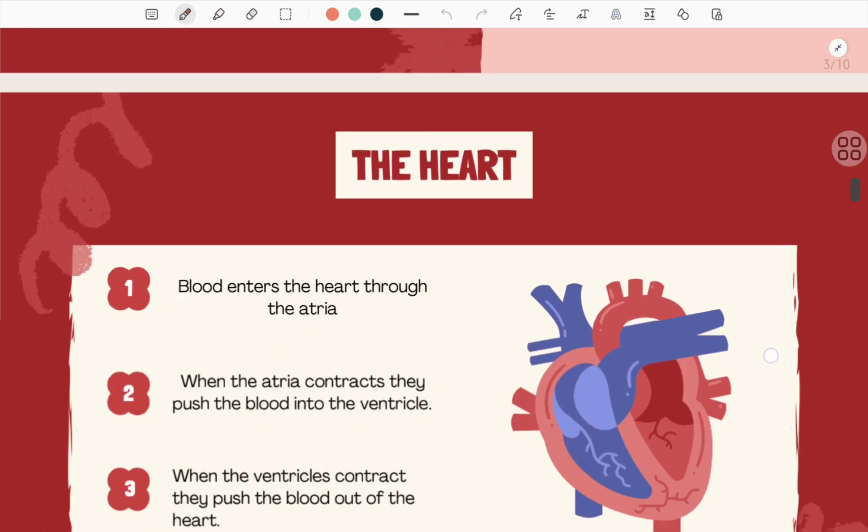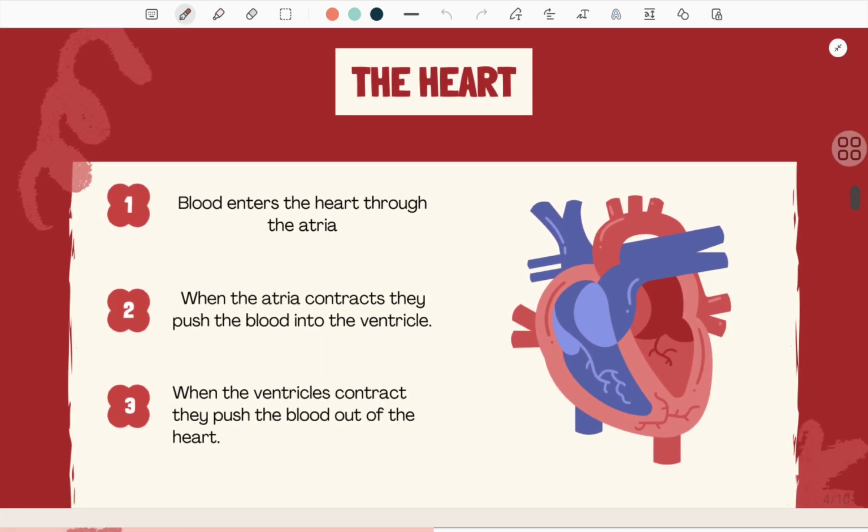So here we have the blood flow. The first stage is that the blood enters the heart through the atria. Second is that when the atria contract, they push the blood into the ventricle. Third is when the ventricles contract, they push the blood out of the heart.